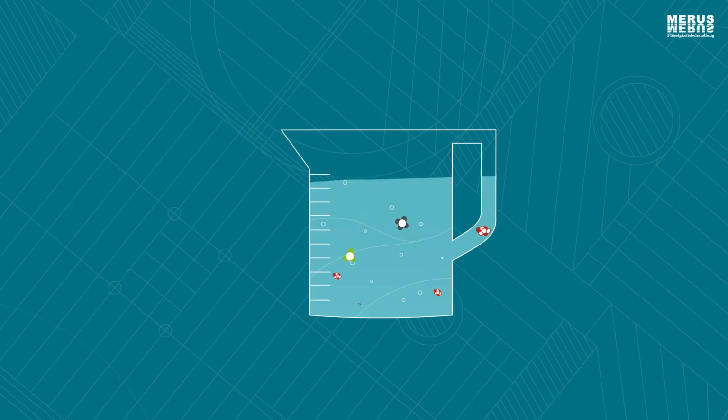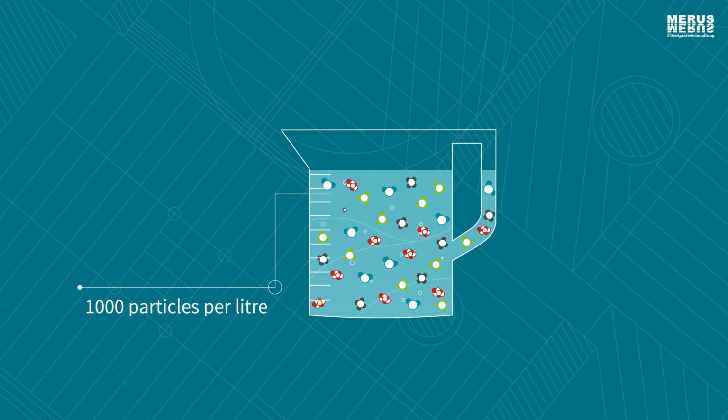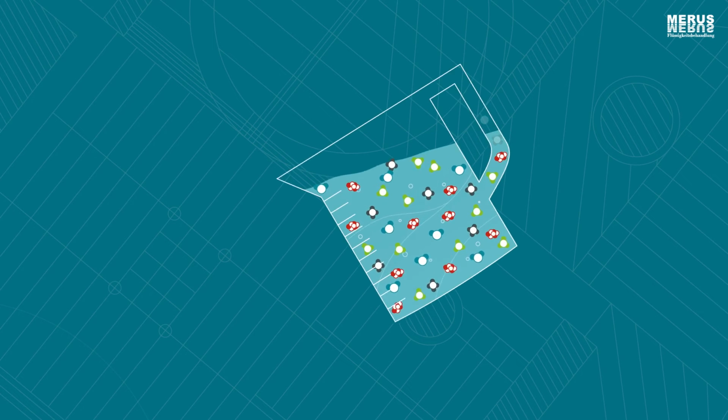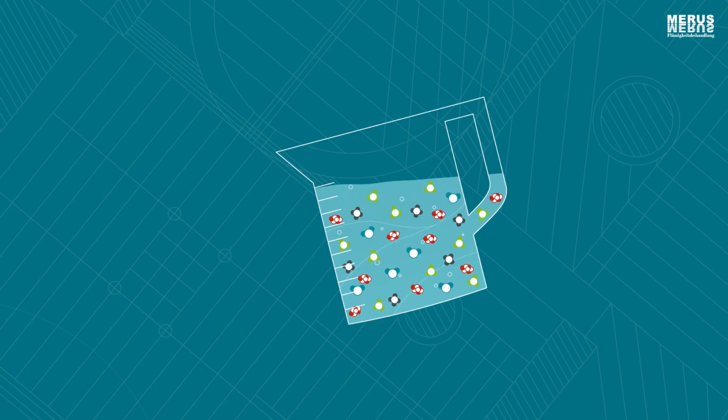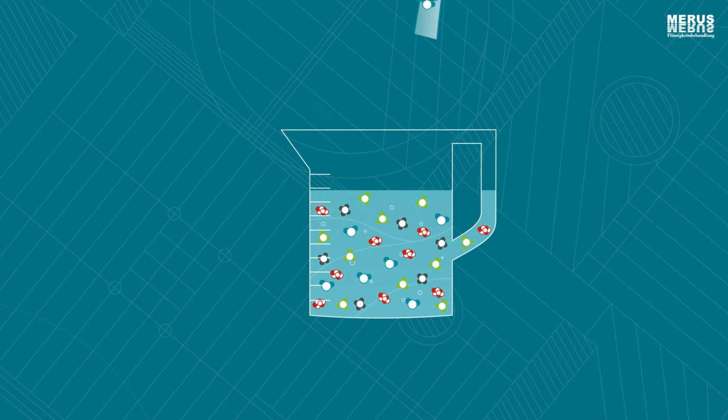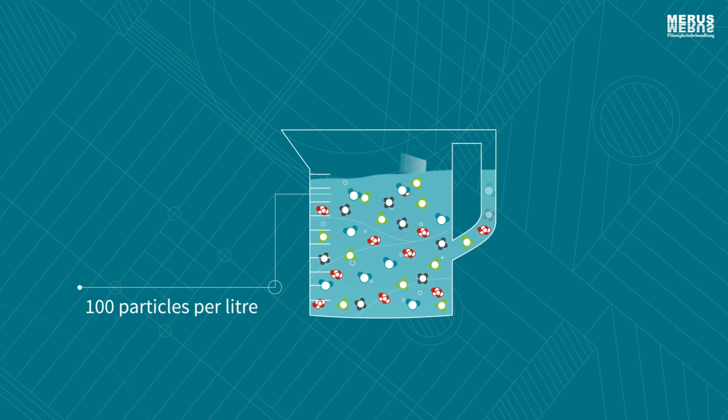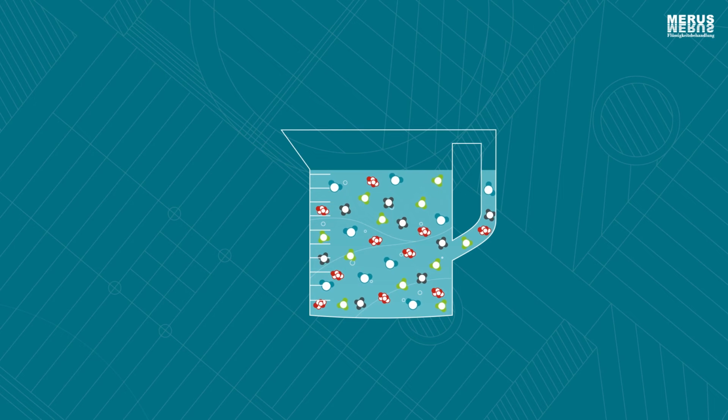Here is an example. Suppose the cooling water contains 1,000 foreign particles per liter. By draining 10% of the water and replacing it with fresh water with 100 foreign particles per liter, the absolute proportion of particles per liter thus drops to 910.